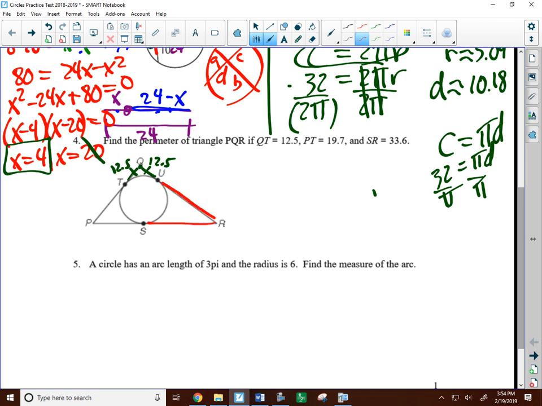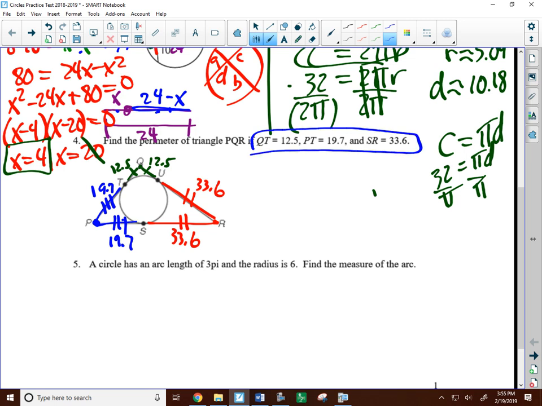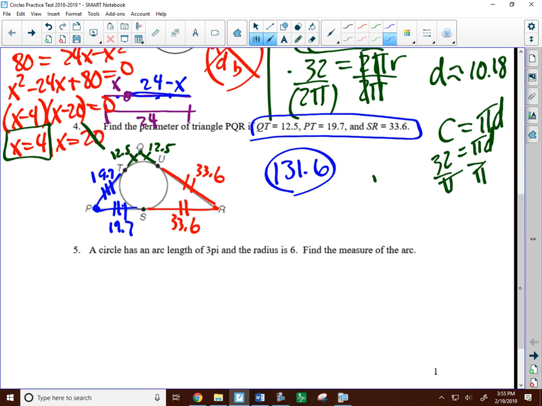UR and SR is 33.6. Well, R is an exterior point, and those are both tangent. And same over here with PT and PS. Exterior point P, so they're both congruent. I'm writing in, by the way, they give us some of these numbers over here. Okay, so we add them up, and you get 131.6. So that's the perimeter of the triangle.